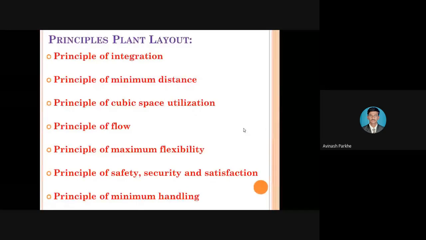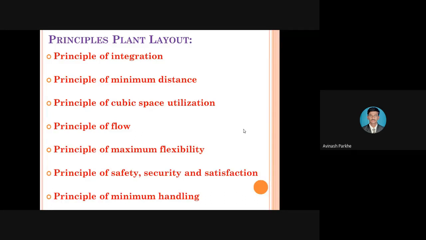So these are the total 7 principles which we have to implement while designing the plant layout or while using the plant layout in the industry. You have to keep all these principles in your mind whenever you start your industry in future. You have to implement or consider all those principles, so that the proper utilization of all the resources will take place.